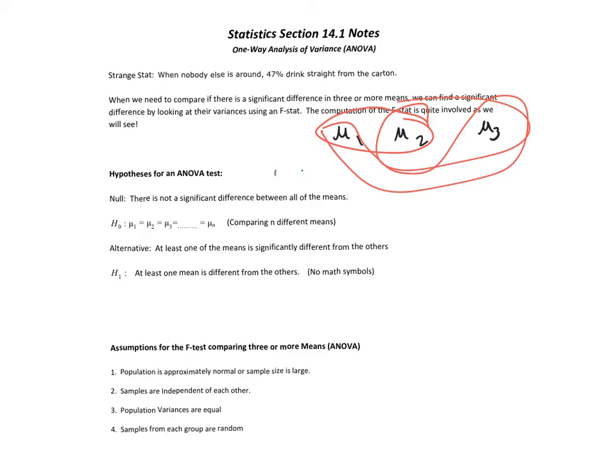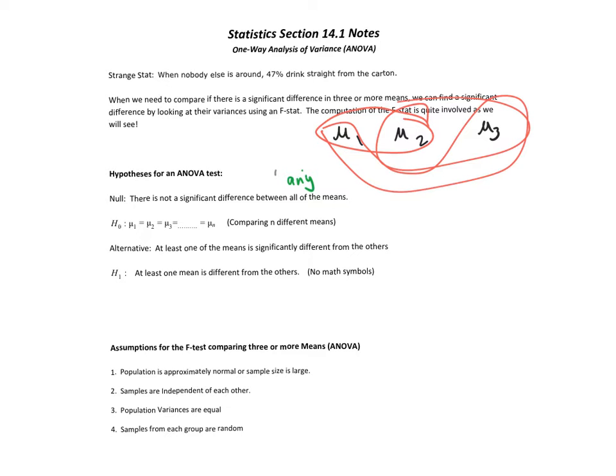So the hypotheses for an ANOVA test are pretty simple. The null just says there is not a significant difference between any of the means. So basically, we're saying they're all the same. In that case, we say mu1 is equal to mu2 is equal to mu3 is equal to whatever, because this works for three or more means. The alternative simply says at least one mean is different from the others. We really don't have any mathematical symbols, we just basically have the words: at least one mean is different.